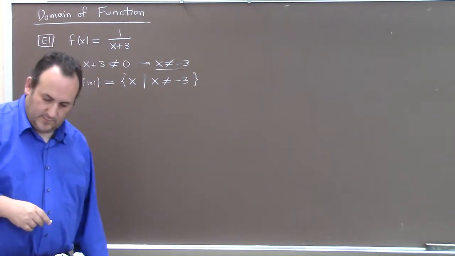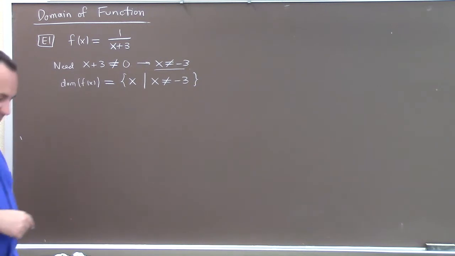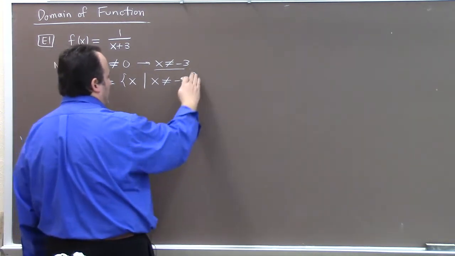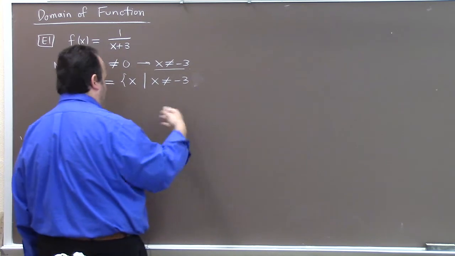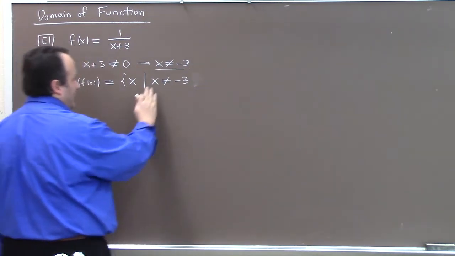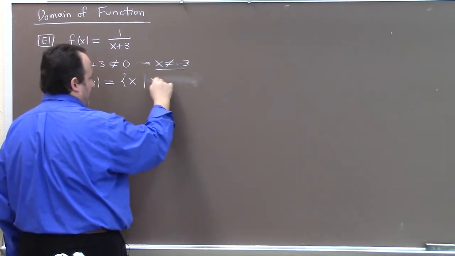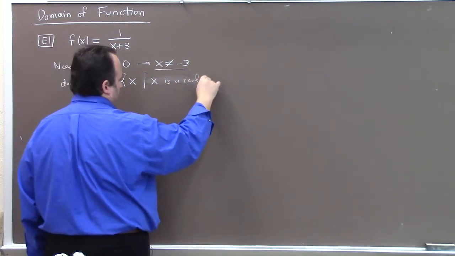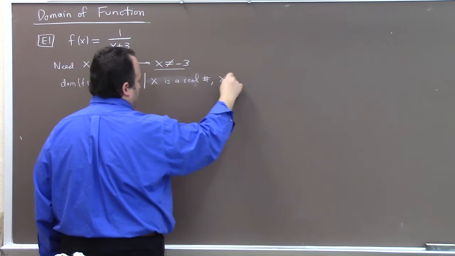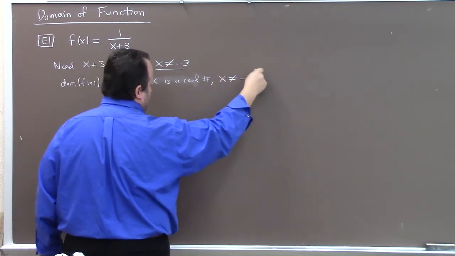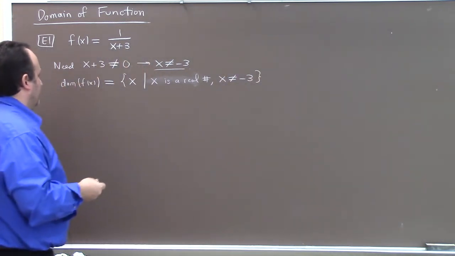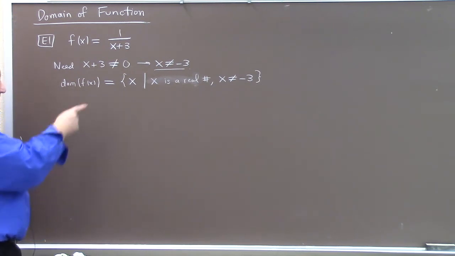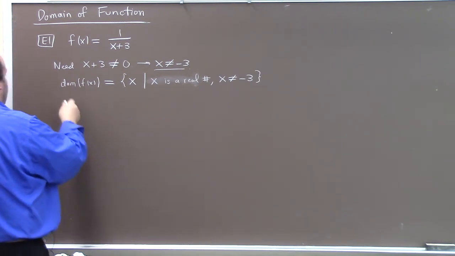Right. And the answer in the review sheet is a little bit more extravagant than this. They wrote it like this: x is a real number and x is not equal to minus 3. Of course, they did not use the hashtag, they used the word number. Let's see example 2.